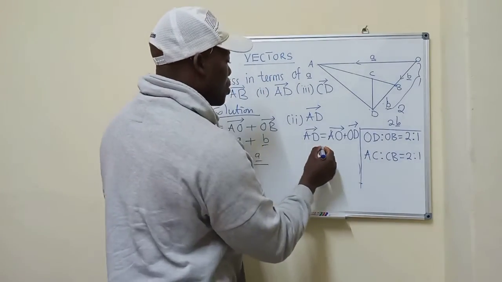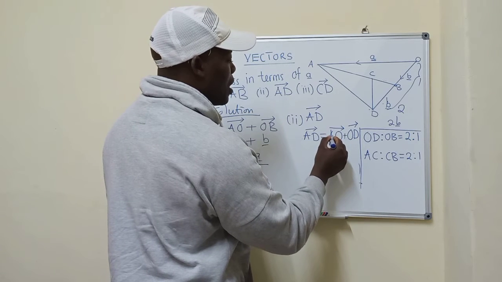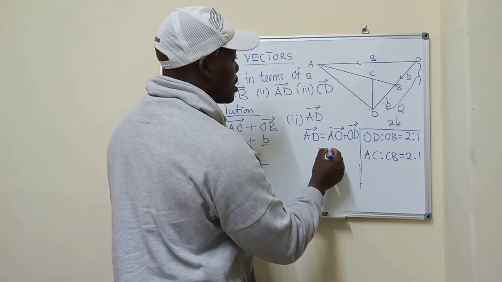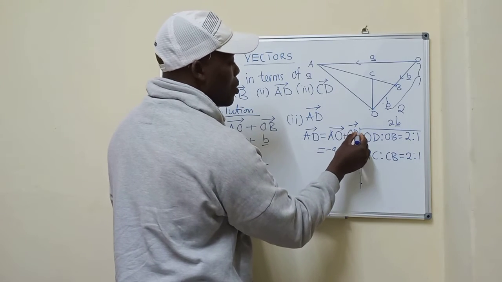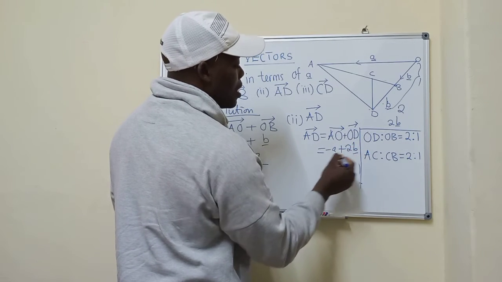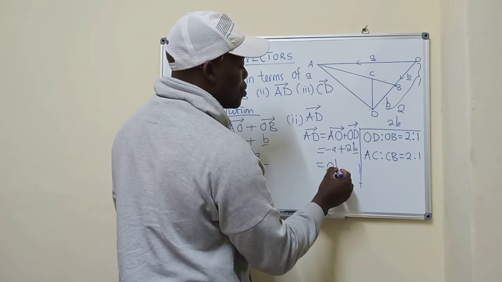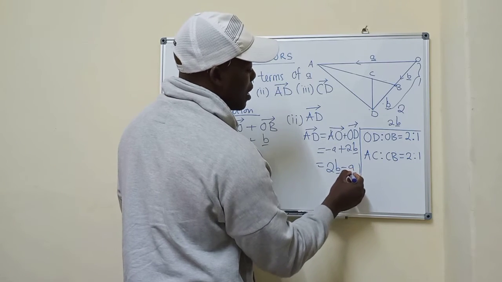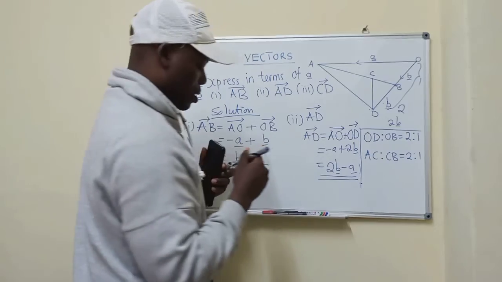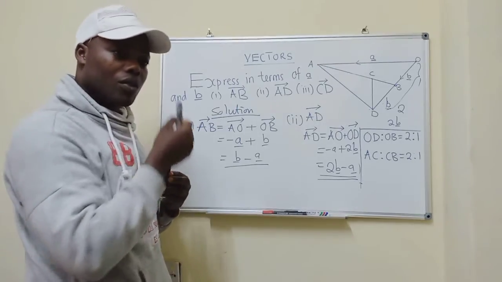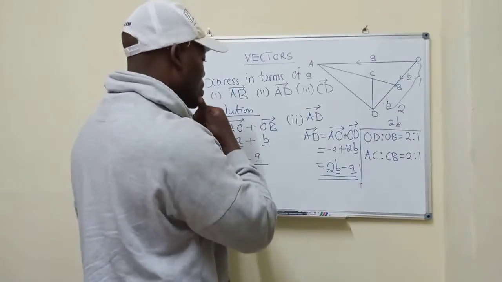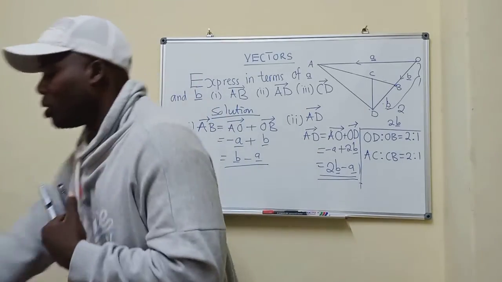So we'll say vector AO is negative A, isn't it? Plus OD is 2B. Of which we just say 2B minus A. This is our solution. Any question? No question. Okay, so we now go to the next question, the last question.